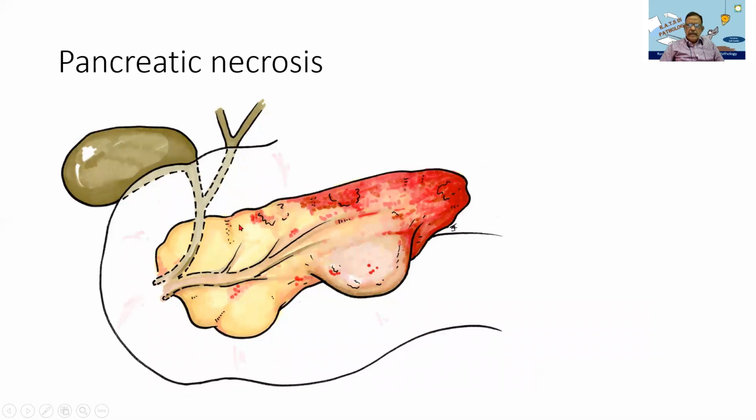Pancreatic necrosis, this is a schematic picture. I find that there are areas of hemorrhage and an area of necrosis, a bulging of the pancreas. Obviously, there will be a damage to the surrounding fatty tissue as well.